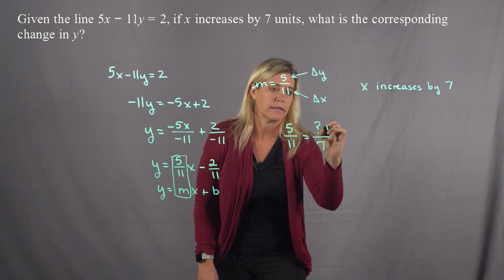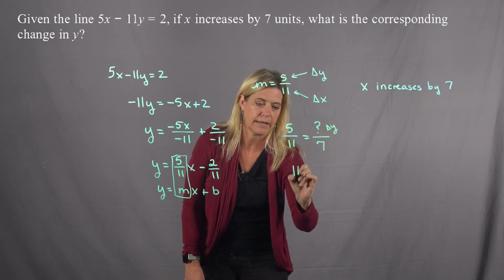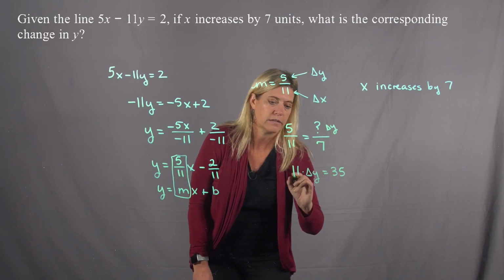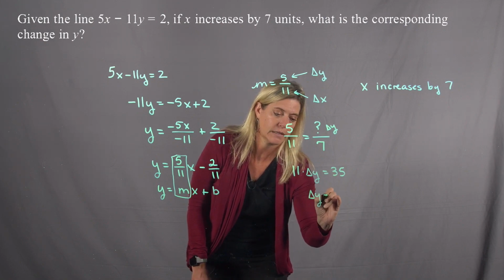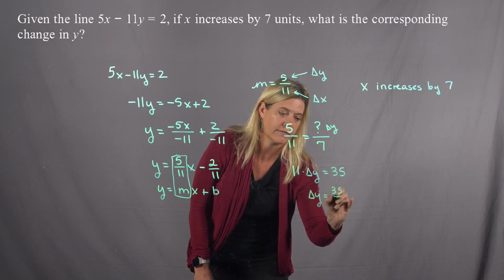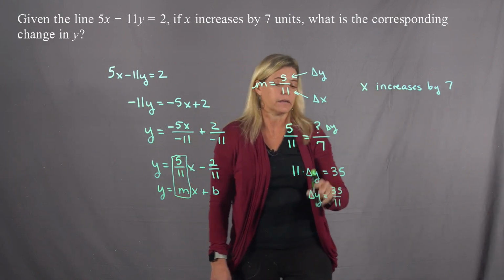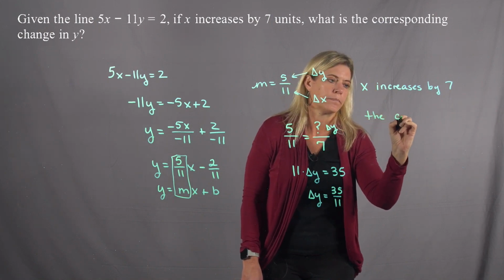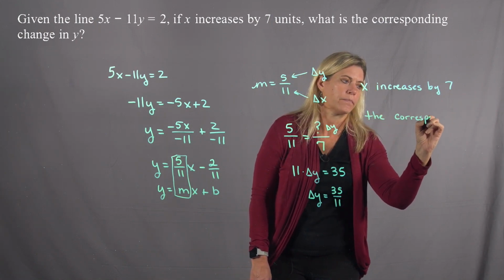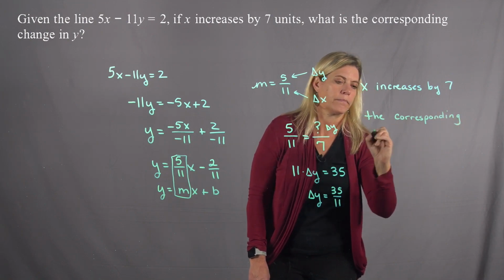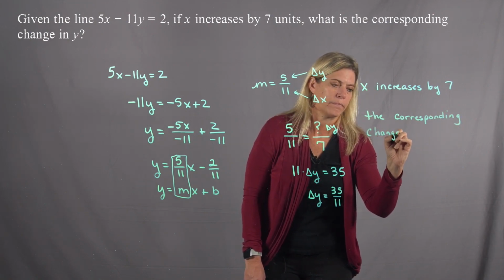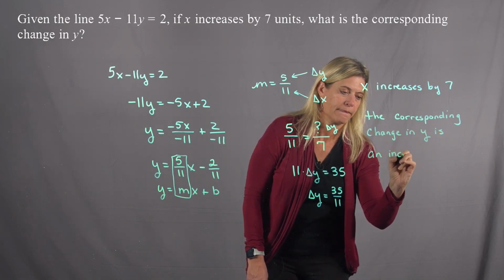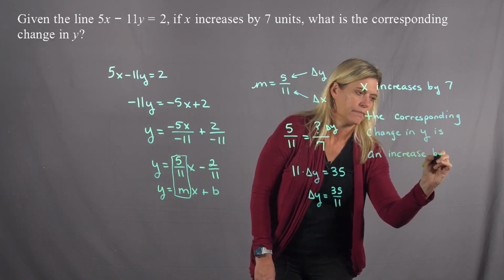And now you can think that this is change in y, right? So I'm going to say 11 times delta y, which is change in y, is equal to 35. Divide by 11, so this tells me that the corresponding change in y is 35 over 11. So that tells me, since it's positive, the corresponding change in y is an increase, because it's positive, by 35/11.